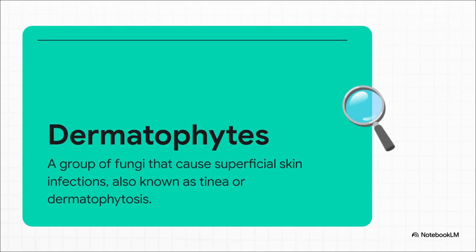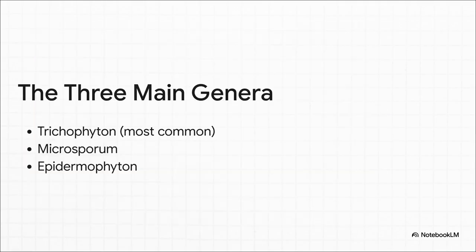Let's get the official lingo down. So dermatophytes are a specific group of fungi that cause these superficial infections. The really formal name for the infection is dermatophytosis, but honestly, in the clinic, you're almost always going to hear it called tinea. Now, these fungi fall into three main groups, or genera: Trichophyton, Microsporum, and Epidermophyton. It's good to know all three, but for your day-to-day practice, the one you really need to remember is Trichophyton. In fact, a single species, Trichophyton rubrum, is the usual suspect behind the vast majority of athlete's foot, jock itch, and ringworm you're ever going to see.